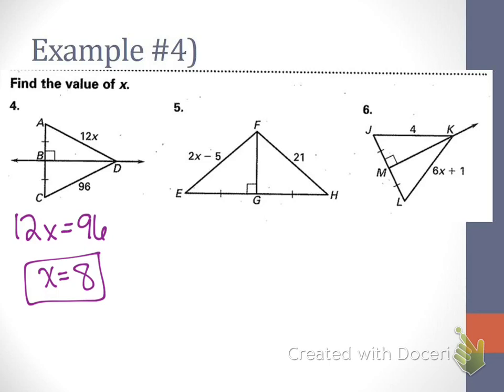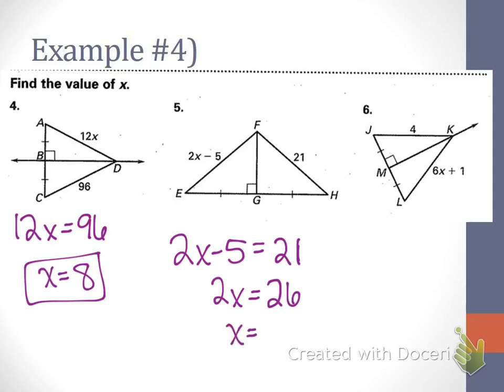All right, what's our equation for the middle one? Good. 2 steps to solve this one. First would be add 5, 2x equals 26. Then we would divide, x equals 13.